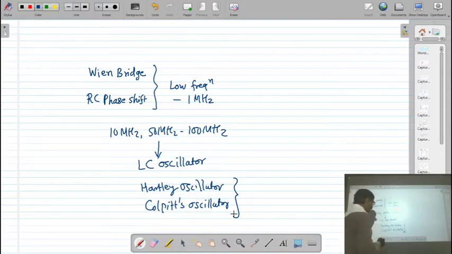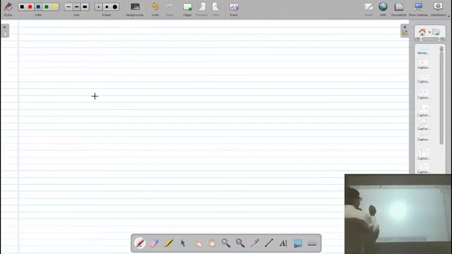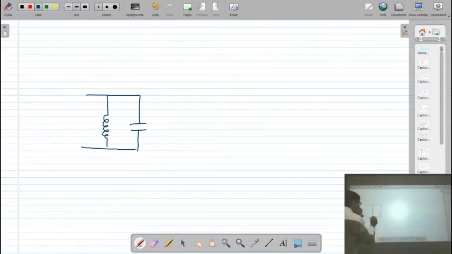But before we start the Hartley or the Colpitts oscillator, first of all we will see how the oscillation takes place in an LC circuit. An LC circuit is known as the tuned circuit or the tank circuit, where the inductor and the capacitor are connected in parallel. Here we have a capacitor, and parallel to the capacitor the inductor is connected.